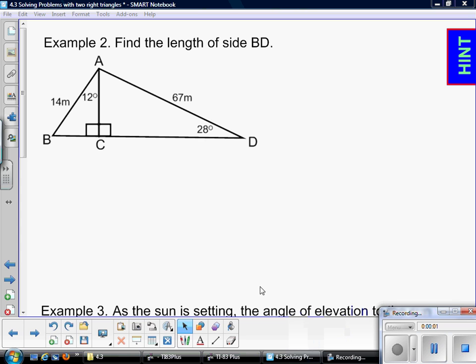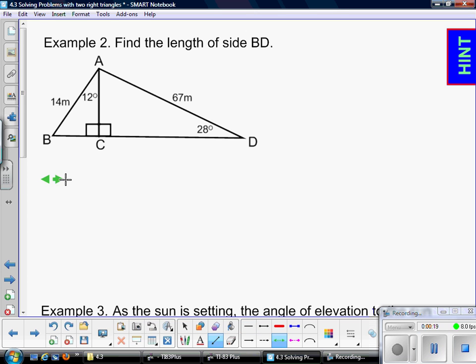Okay, on to example 2. So let's take a look at it. Again, we have two right triangles, ABC and ACD. And what they're asking us to do is find the length of side BD. So they're asking us to find from B to D. That is our chore, to find how long that is.